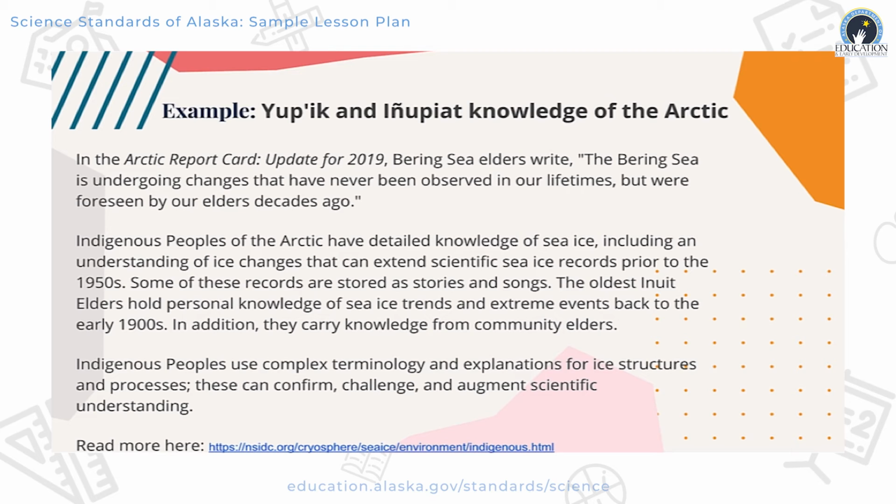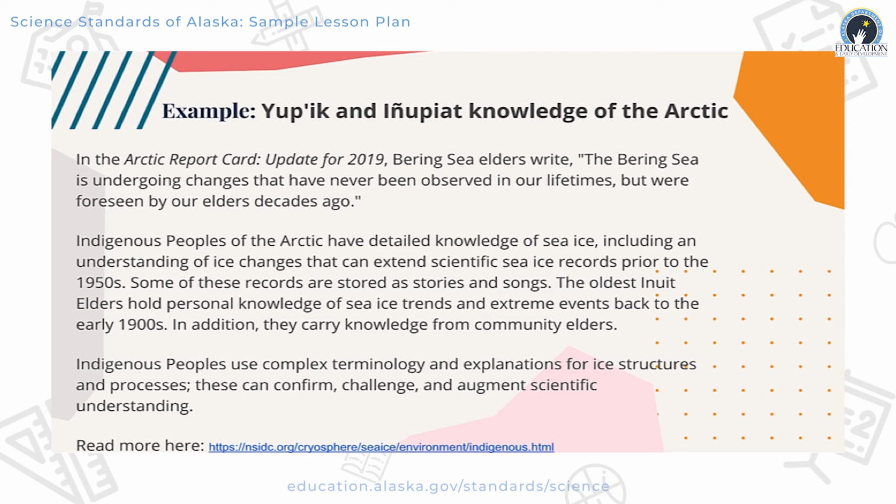This is an example from Inupiat Knowledge, and in the Arctic Report Card update for 2019, the Bering Sea elders write that the Bering Sea is undergoing changes that have never been observed in our lifetimes, but they were foreseen by elders decades ago. How did that happen?